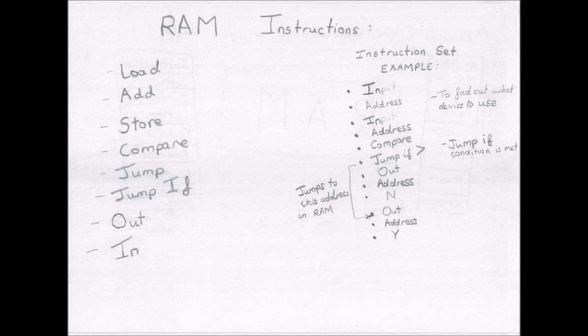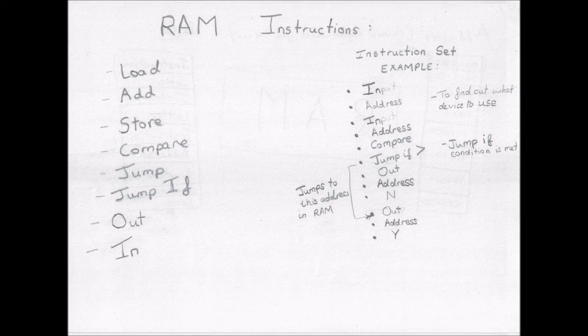The jump if instruction. This jumps to another address in the RAM only if a certain condition is met. The out instruction. This outputs data to an output device. And the in instruction. This takes an input from an input device. These instructions can be stringed together with addresses, numbers, and letters to do certain things. Here's an example if you don't quite get that.